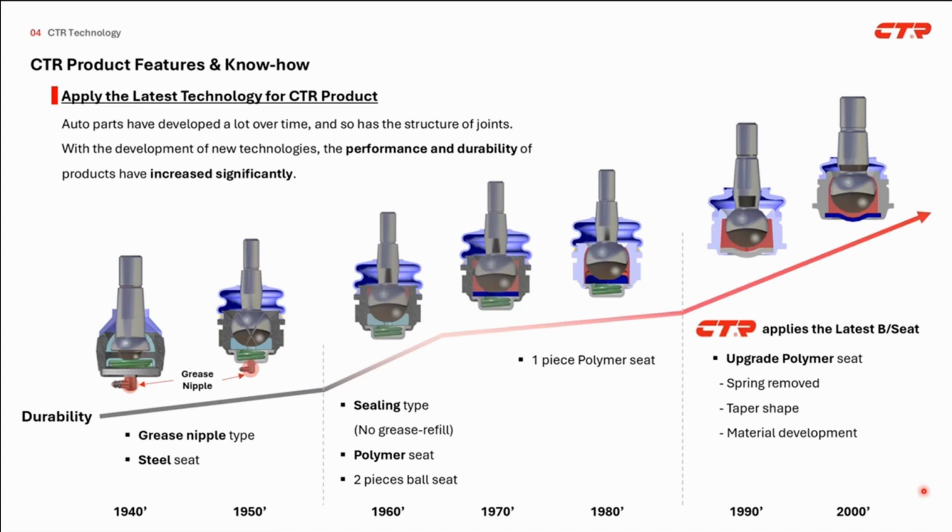From this slide, I will share CTR product features and know-how. CTR applies the latest technology to our product. In the case of the ball seat, we use a sealing type ball seat, like a polymer one. Some of you think that the sealing type of ball seat is weaker than a grease nipple type one, and that the grease nipple type is a better solution than a sealing type one.